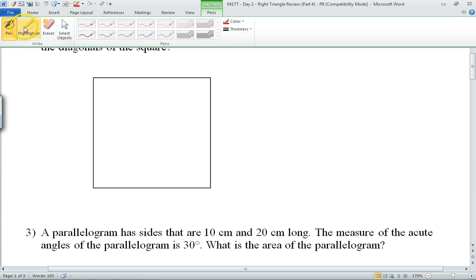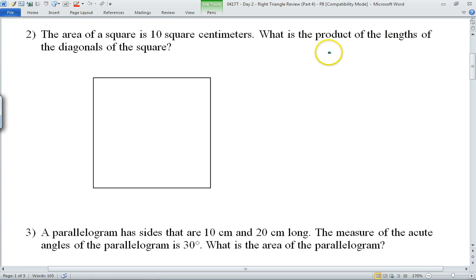They said that the area is 10 square centimeters. Okay, the area is 10. Well, that's fine. We want to know something about the diagonals, which of course are the lines from vertex to vertex. We need to know more information. We'd love to know how long the sides of the square are. We don't know that yet. So since we don't know, let's just call it x. Since it's a square, both sides are the same, so I'll use the same variable, x and x.